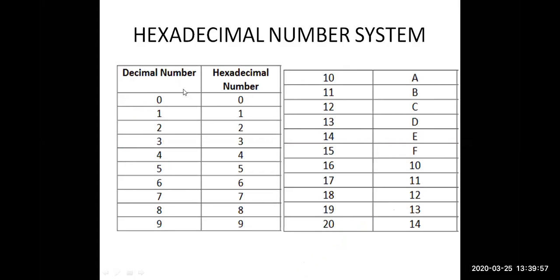Okay. So there is a decimal number from 0 to 9. The equivalent hex number is shown in the second column. The first 10 digits in hex are similar to the decimal numbers, but once we get 10 in decimal, its hexadecimal equivalent is A. So for 11 it is B, for 12 it is C, for 13 it is D, up to F, and when we reach F, the next digit is 10.